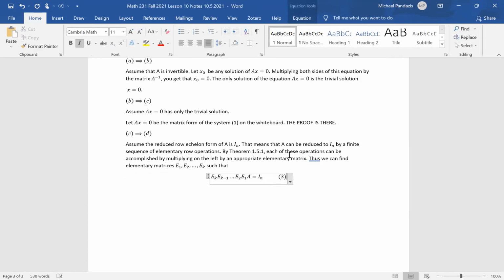I'm going to call this equation 3. I'm not multiplying by 3, I'm just denoting it by 3. If I want to refer to this equation again, I'll refer to it as equation 3. Okay, so how does this happen?